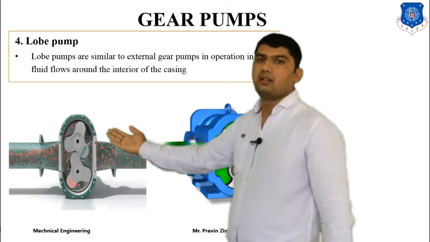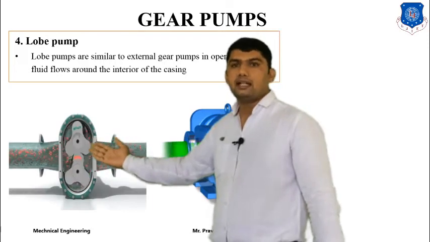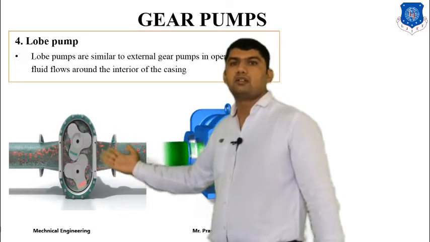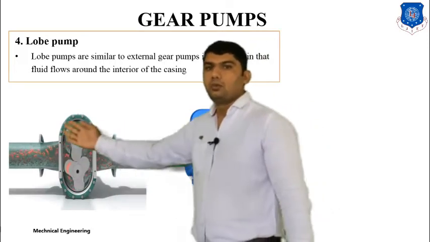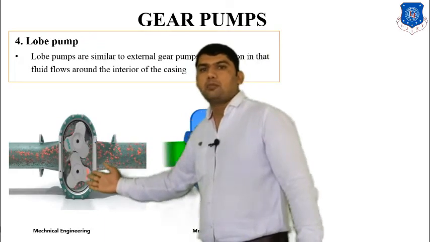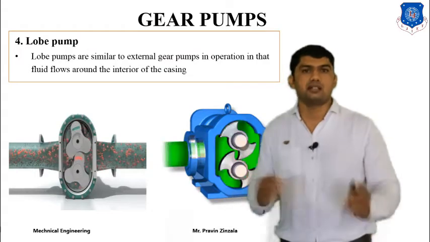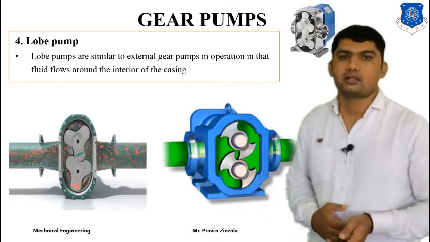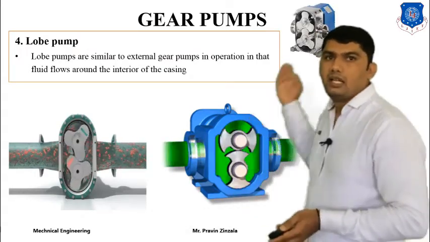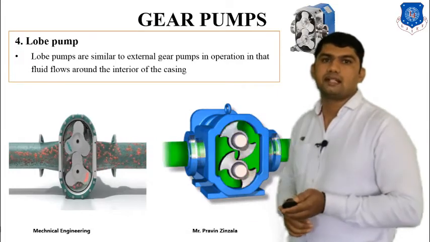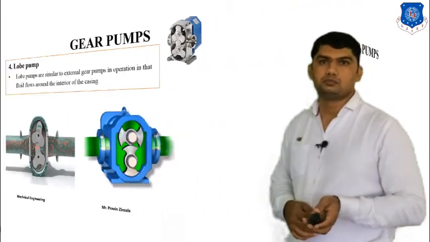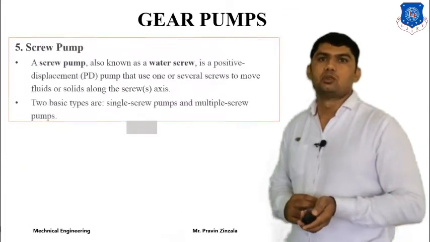One lobe is driven by an electric motor and the second is driven by the first lobe, and the fluid moves between the gaps of the lobes and is discharged to the system. So its construction is similar to the external gear pump, and this is a practical cut cross section of a lobe pump. Next is the screw pump.